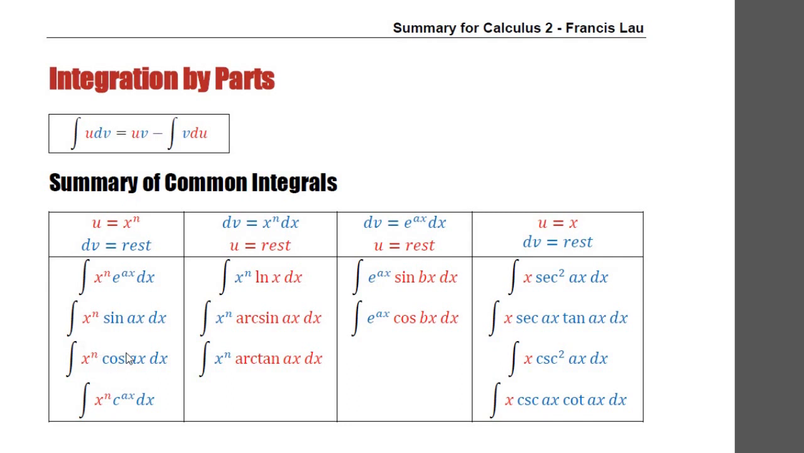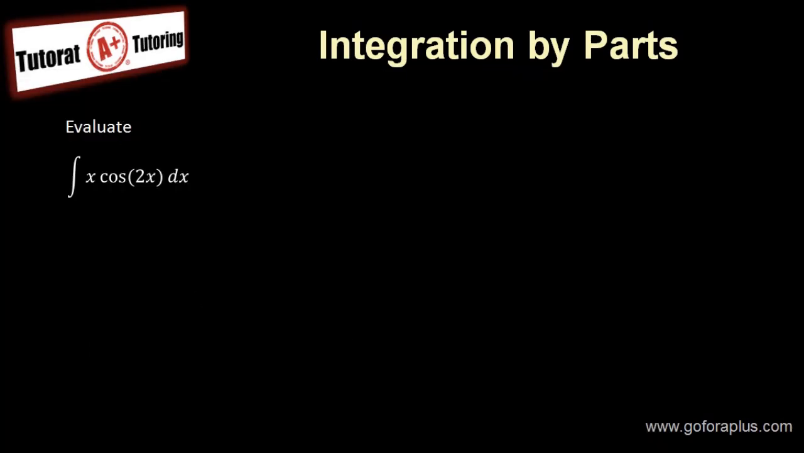Now I have x cos of 2x. That means I have to set my u to be my x and dv to be the rest. So how do we use integration by parts here? So I know that u is x. And now I know that dv is the rest, which is cos of 2x dx. All right, so you have to do the integral of this part. Now what is du? du is dx. And what is v? v has to be the integral of this, and I have 2x here.